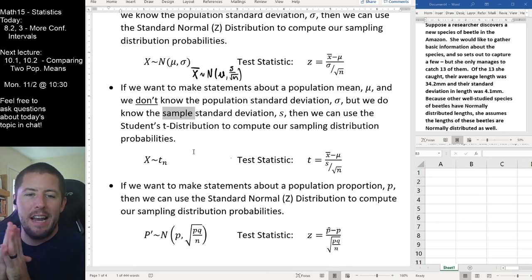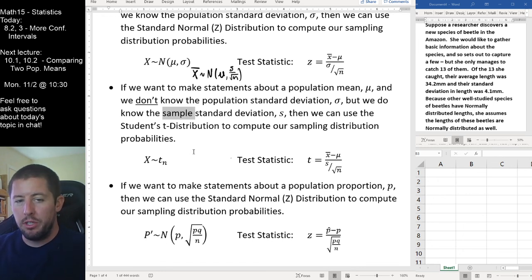And so instead now we say, all right, we can't quite use the normal distribution because the normal distribution depends on us actually knowing sigma, and we don't. So instead, we're using what's referred to as the student's t distribution, or just t distribution.